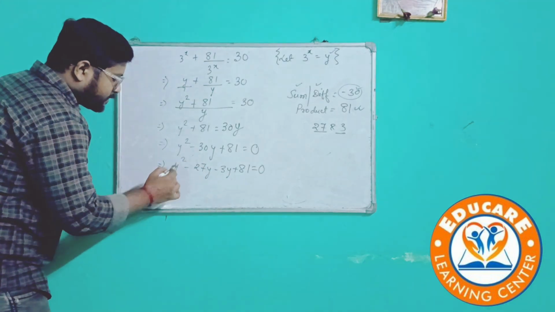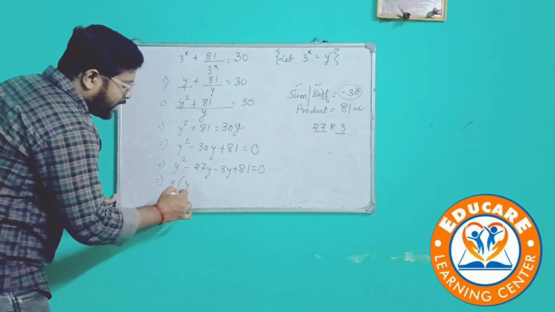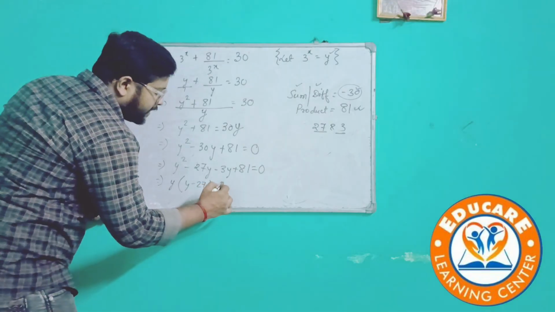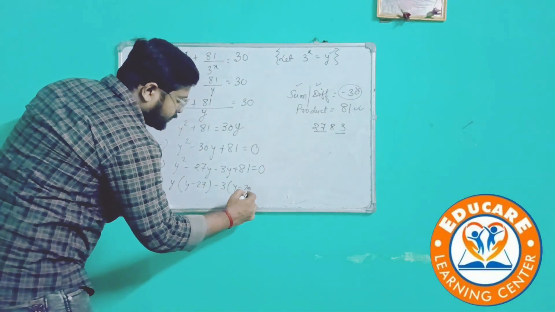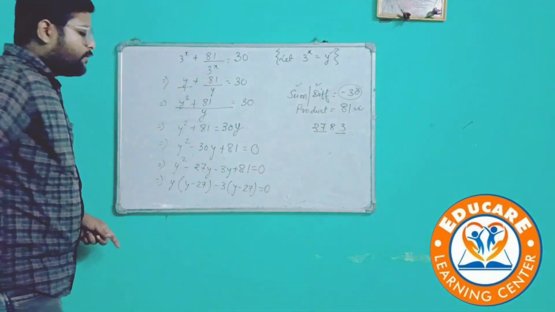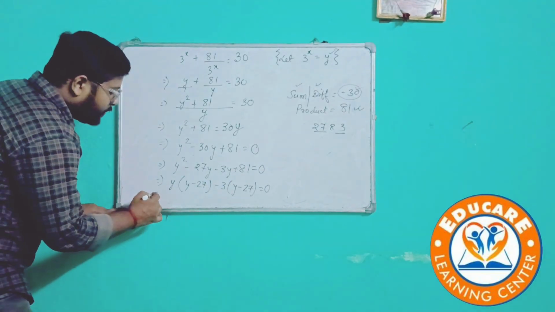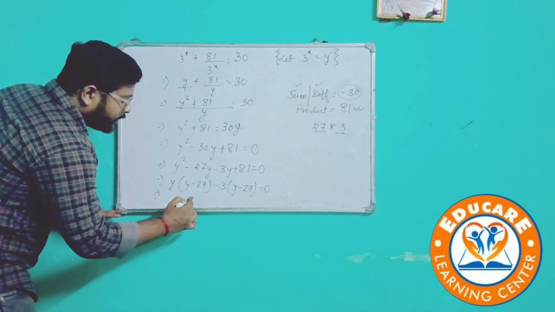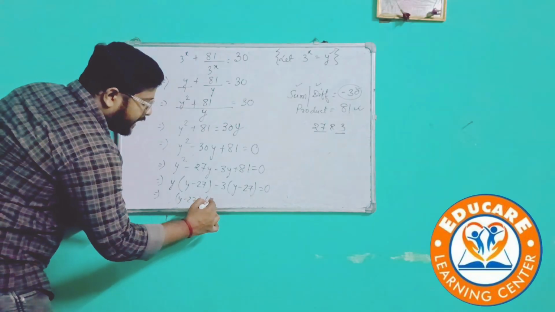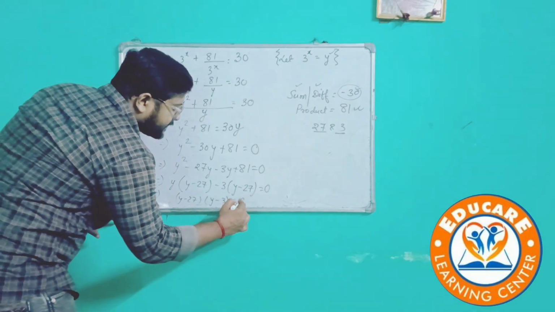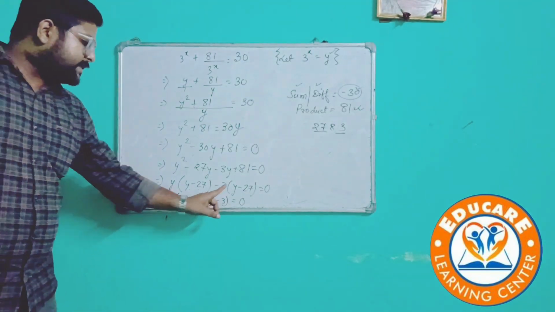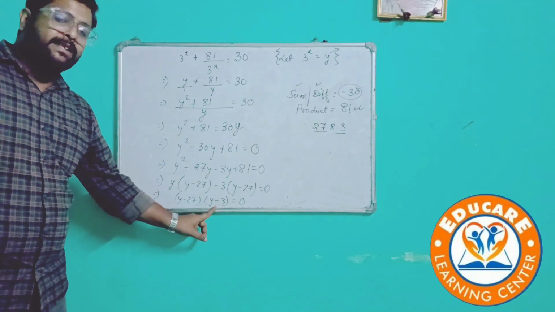So now let us take common. y gets common: y into y minus 27, minus 3 into y minus 27 is equal to 0. Minus into minus is plus, and minus into plus is minus. So from there we can write y minus 27 is our first factor and y minus 3 is our second factor. y minus 27 gets common and y minus 3 remains as it is.